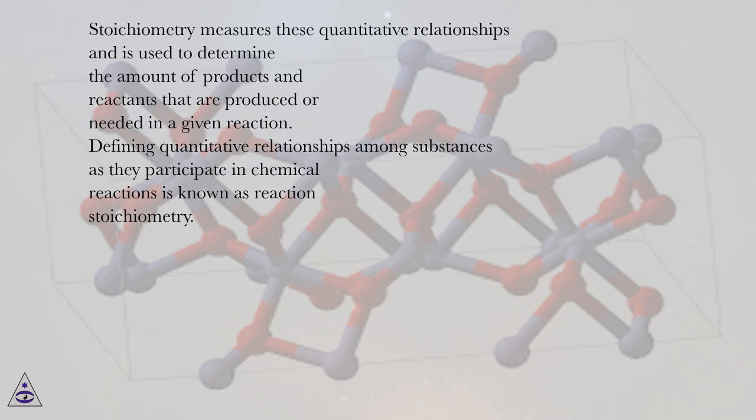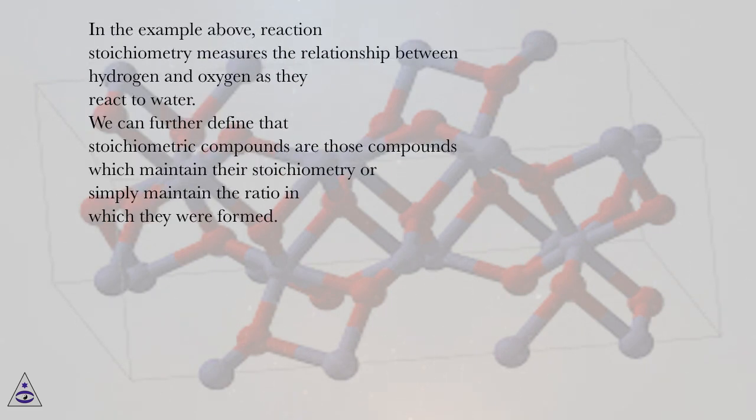Stoichiometry measures these quantitative relationships and is used to determine the amount of products and reactants that are produced or needed in a given reaction. Defining quantitative relationships among substances as they participate in chemical reactions is known as reaction stoichiometry. In the example above, reaction stoichiometry measures the relationship between hydrogen and oxygen as they react to form water.